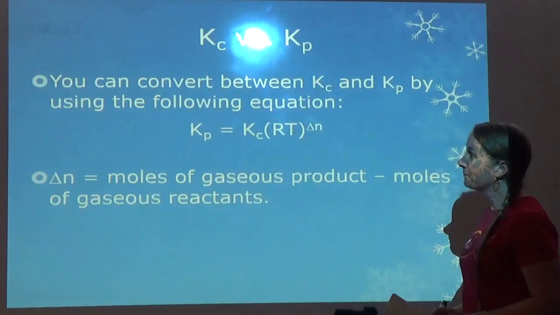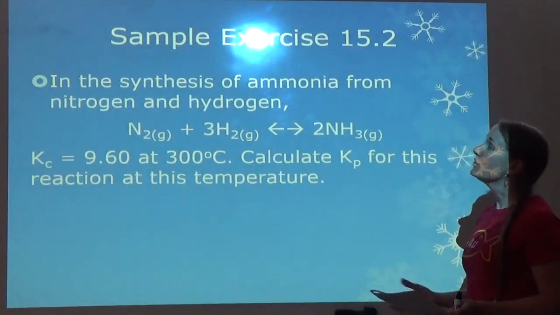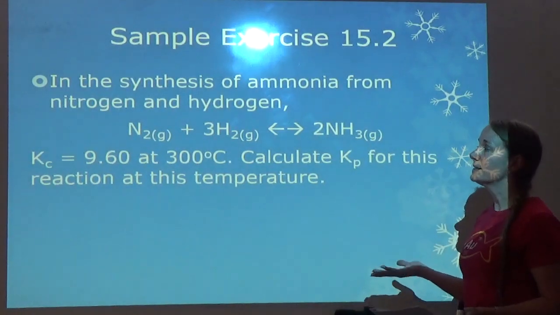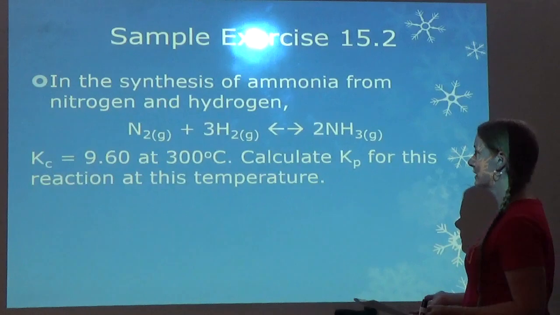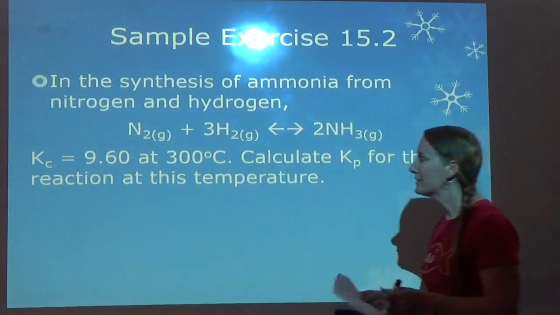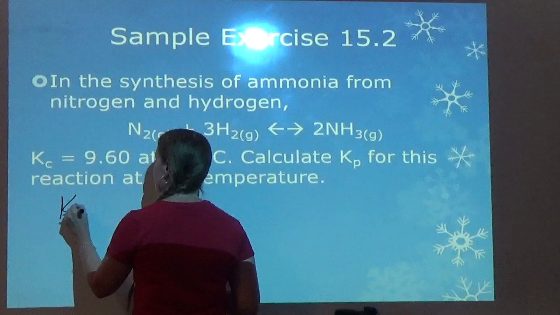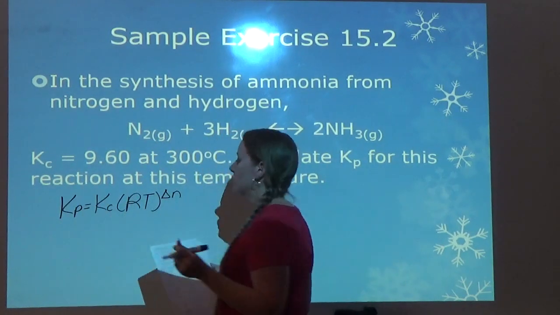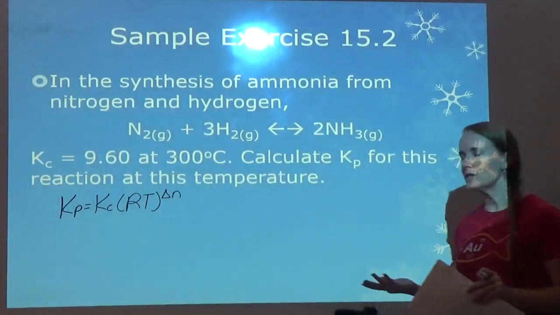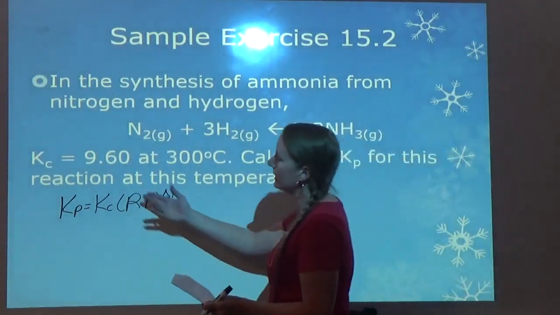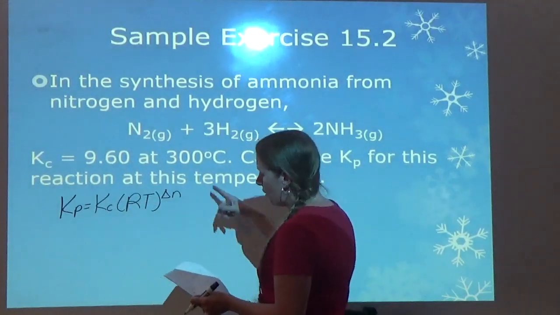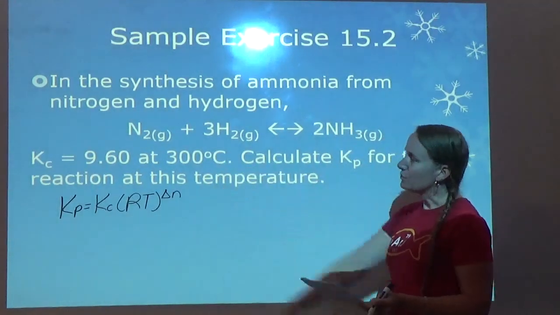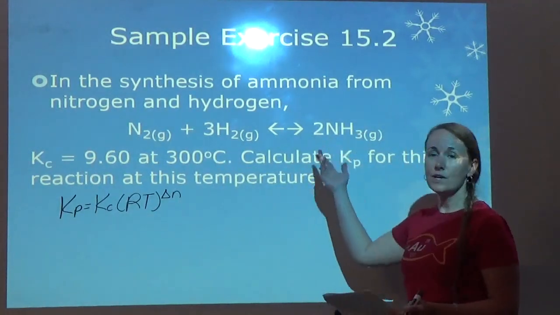Okay, so let's look at one together. It says in the synthesis of ammonia from nitrogen and hydrogen, here's our reaction, Kc is 9.6 at 300 degrees Celsius. Calculate Kp for this reaction at this temperature. From the previous slide, Kp is Kc times RT raised to the delta N. First, let's figure out what we know. We know our Kc. We always know R, which is on our formula sheet. We know T, because we can add 273 to that, and then we can figure out delta N.